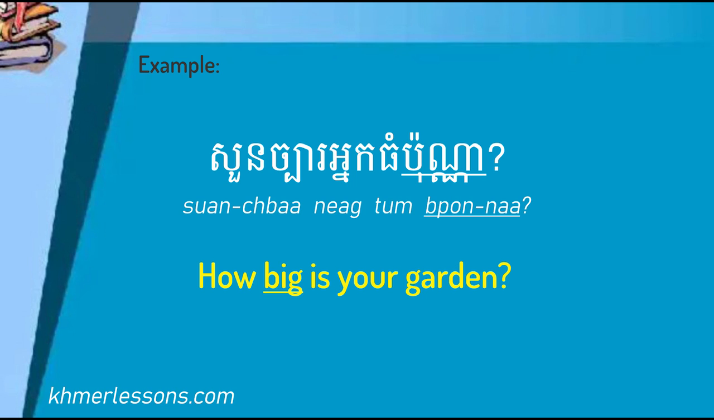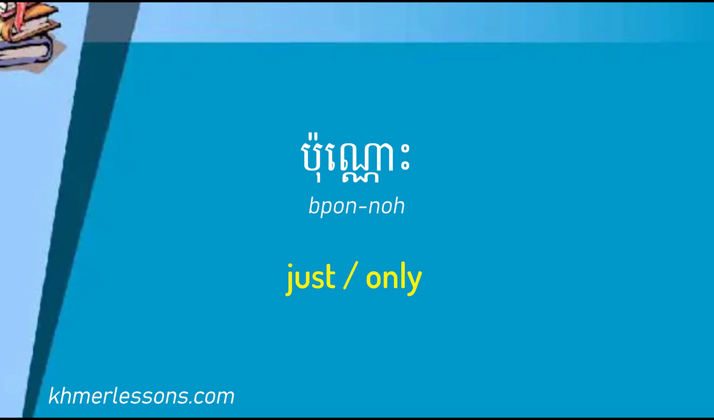Okay, next one is ponnoh. Ponnoh you can use with the word just or only. Actually, in Khmer, besides the word ponnoh for just and only, you can use tae and te. But because in this lesson we just focus on ponman, ponna, ponnoh, ponnang, I use only ponnoh for just and only. Now, example.